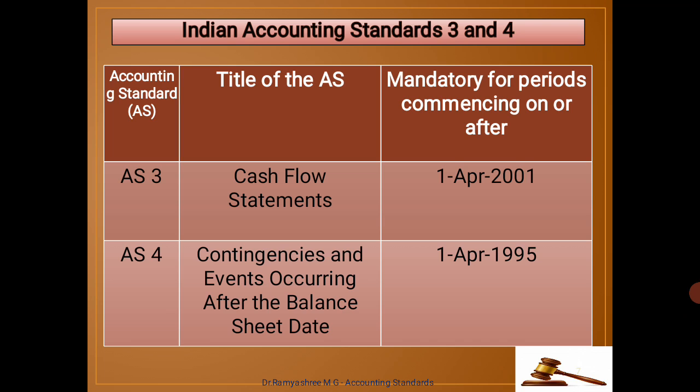Accounting Standard 3 deals with cash flow statements. This accounting standard is revised in March 1997 and was recommendatory in nature and is made mandatory for enterprises specified in a note given at the end of Accounting Standard 29 in respect of the accounting periods commencing on or after April 1st, 2001.